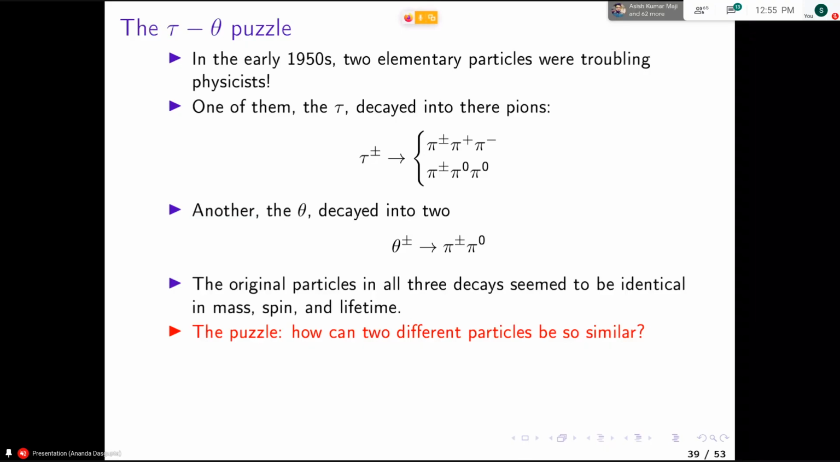Of course, one solution could have been they're not two different particles at all. They're the same particle. After all, as you can see here, tau itself decays in two different ways. So why couldn't we say that it's one particle which is decaying? Is there a question?